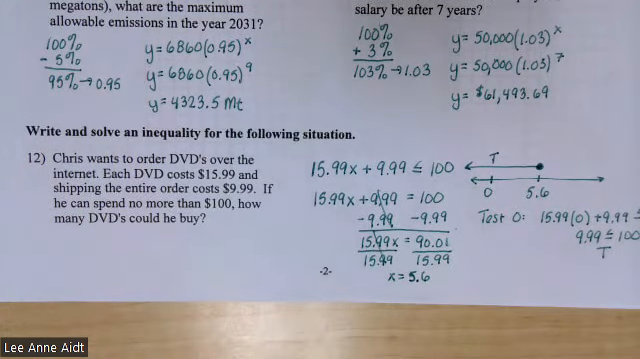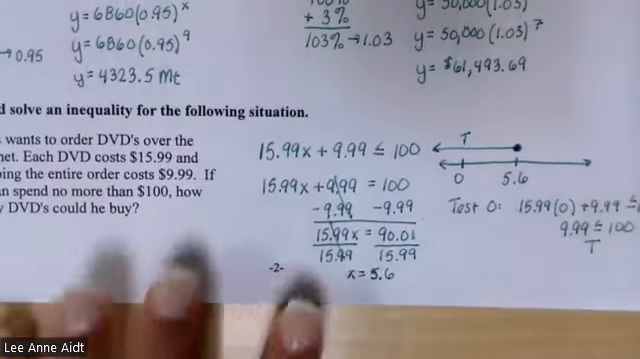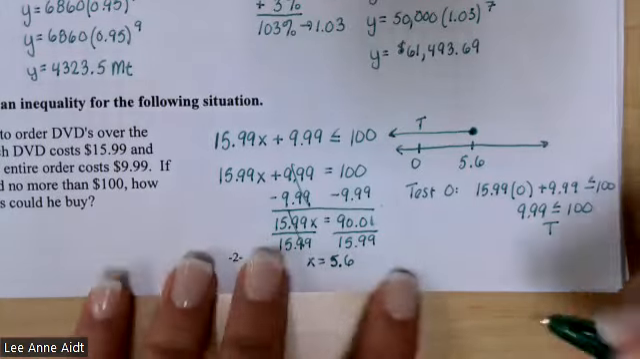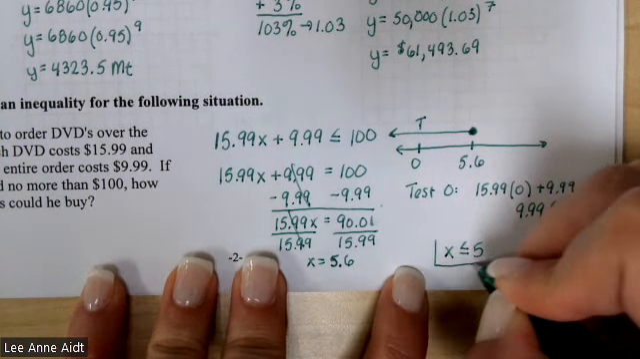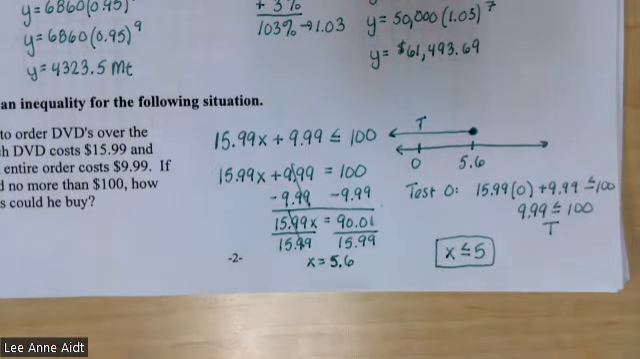Okay, now we have a common sense issue. Can Chris buy 5.6 or less DVDs? Okay, so final answer is x is less than or equal to 5, because you can't have a part of a DVD, it's got to be 5. You got to think about that with the word problems. Like, does 5.6 DVDs make sense? Wouldn't you be sad if you got 0.6 of a DVD in the mail? Yeah, you would be. You would be sad.